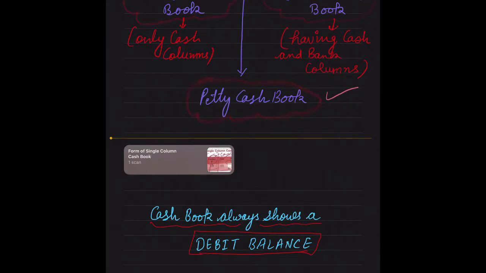means it should be noted that the total of the debit side of the cash book always exceeds the credit side. It is because a businessman cannot pay more cash than what he has got. Right? The cash book always shows a debit balance or at the most nil balance, but can never show a credit balance. Means debit side is always greater than the credit side. Okay.